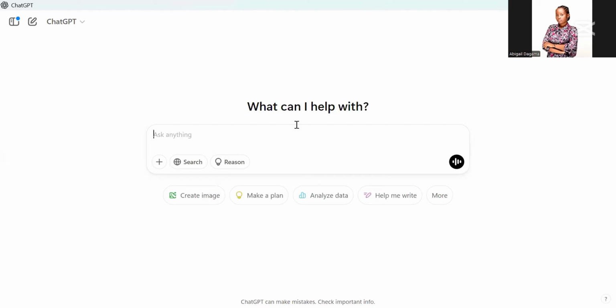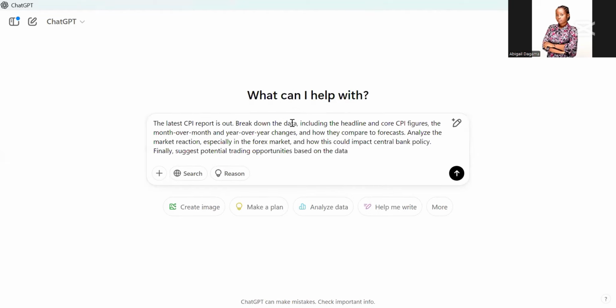You can simply input your prompts, and you can see I basically just typed in: the latest CPI report is out, break down the data, including the headline and core CPI figures, the month-over-month and year-over-year changes and how they compare to forecasts, analyze the market reaction, especially in the forex market, and how this could impact central bank policy. Finally, suggest potential trading opportunities based on the data. Do you see this? This simple prompt is enough to give me a very detailed breakdown of the CPI that came out and how I can use it to my own benefit.